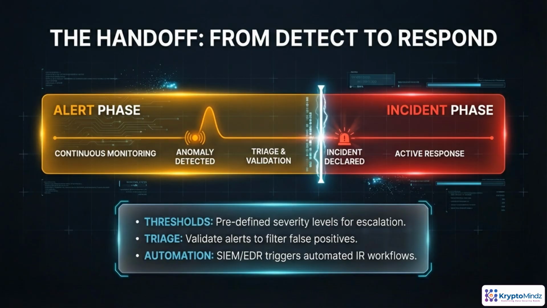This is where detect ends and respond begins. Monitoring tools generate alerts, but nothing is an incident yet. First, you detect an anomaly. Then analysts triage it, validate context, and decide whether it truly matters. That decision point should be driven by clear thresholds, playbooks, and automation. Once criteria are met, the event is formally declared an incident and ownership moves to incident response, with active containment and recovery actions.